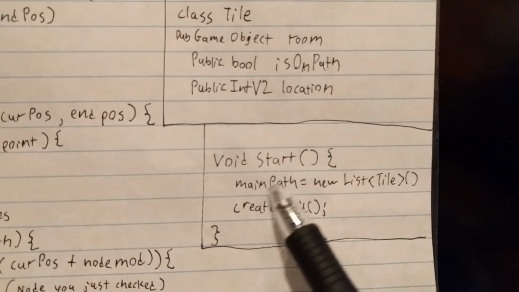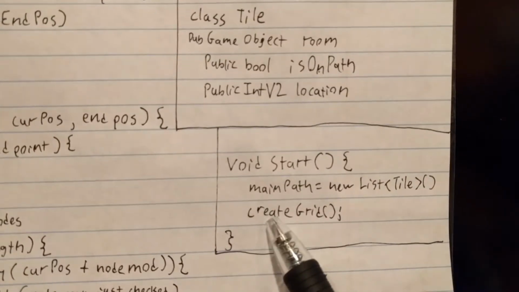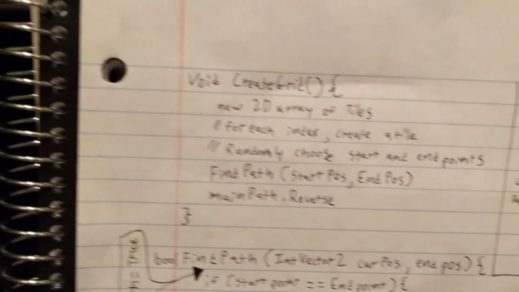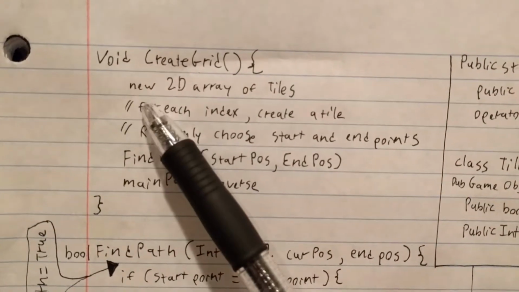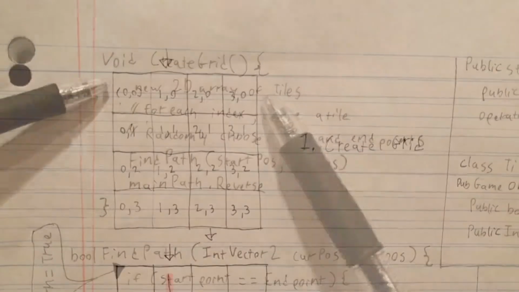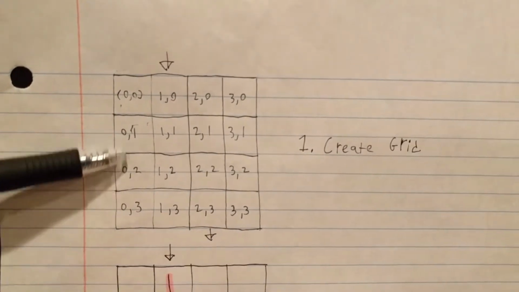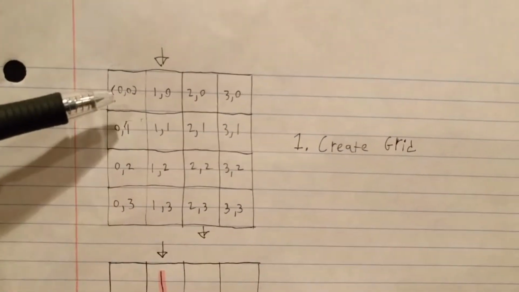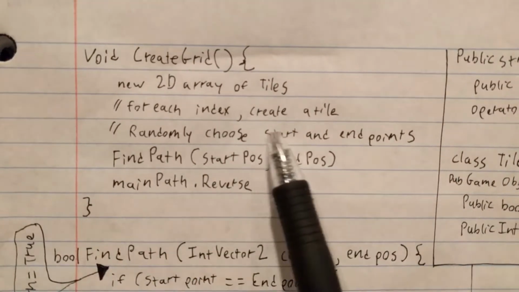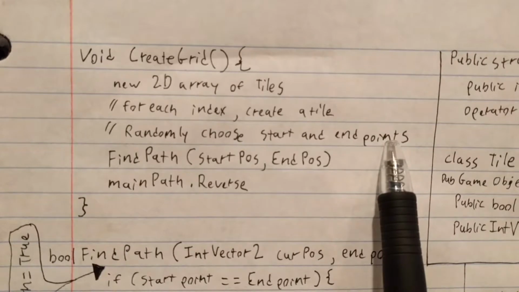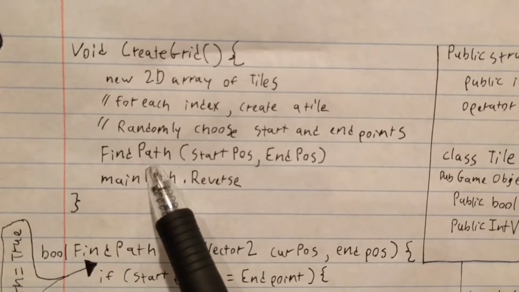So we'll start right here. We'll make a new list of tiles called main path, and we'll call our create grid function. The create grid function has no return type, and it starts off by creating a two-dimensional array of tiles. So again, that's just this set of tiles right here, and it can be any size that you want, but for right now, this is just a 4x4 grid. Next, this will randomly choose a starting point along the top of the grid and an ending point along the bottom. This then calls the find path function.